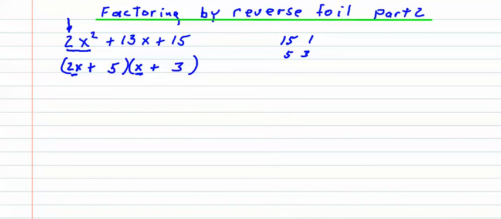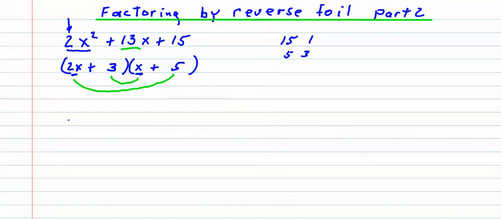And now we have to check. 5x and 6x add up to be 11x. I want 13. We did this incorrectly. So what we need to do is switch the location of the 5 and the 3. We'll put the 3 here and the 5 here. Now when we check, we get 5 times 2 is 10, 10x plus 3x is 13x, which is what I want. We're done.